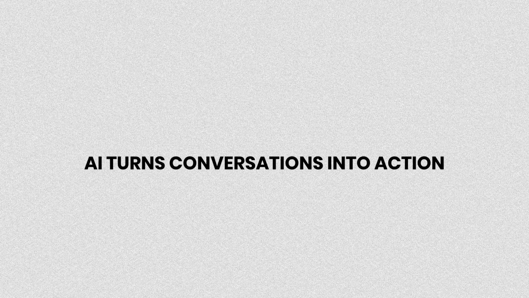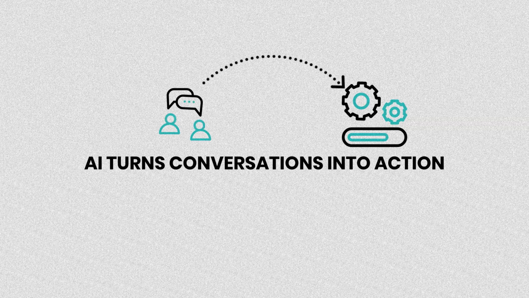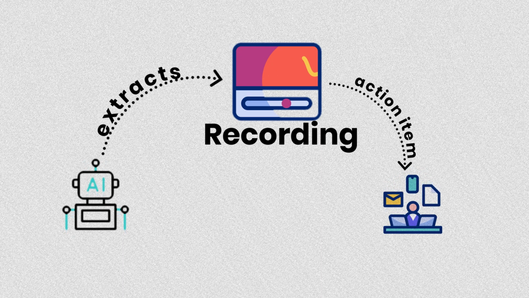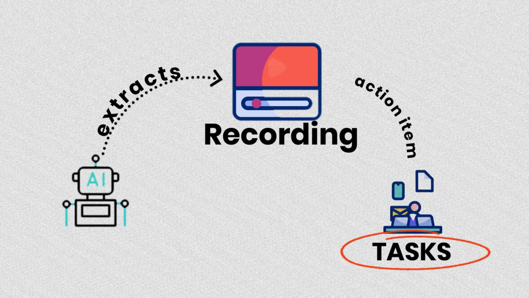Next one is AI turns conversations into actions. So here is the game changer. AI extracts action items from your recordings and can convert them into tasks automatically. Say, we need to update the homepage by Friday in a voice clip, and AI creates a task with a deadline. Your conversations become instant project progress.